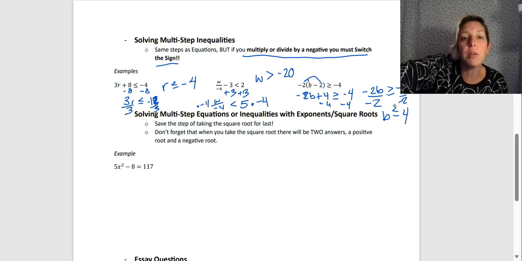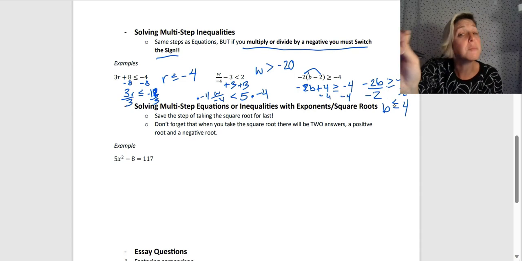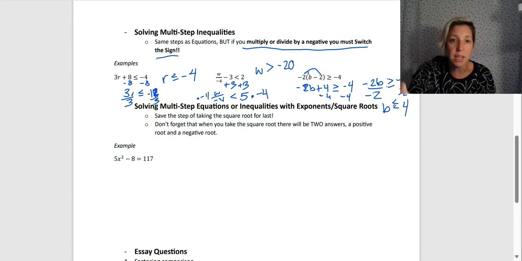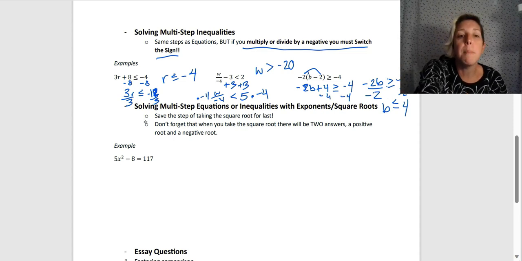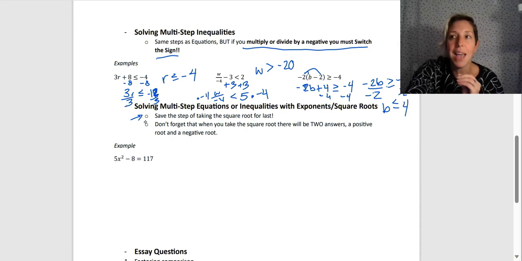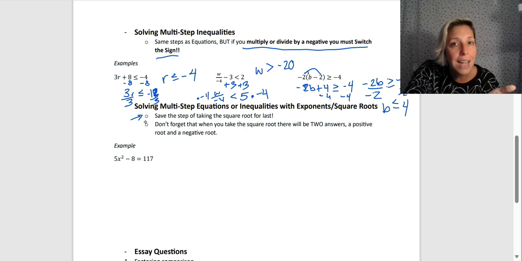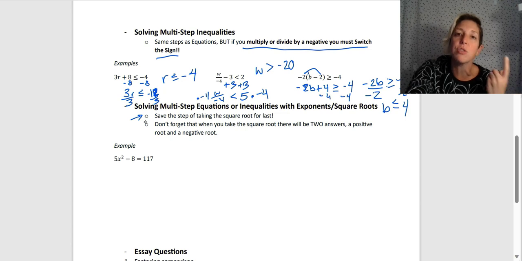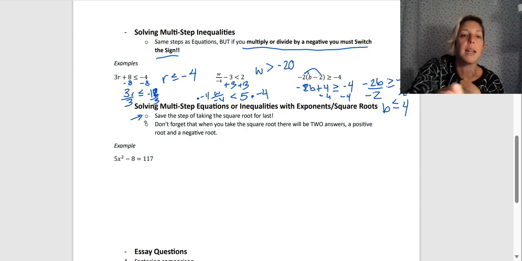Moving on to solving multi-step equations or inequalities with exponents or square roots. This was the very last lesson you did. My hints here, save the step of taking the square root for last. That should be the absolute last thing that you do. And don't forget, when you take the square root, there's always two answers, positive root and a negative root. So you can use a calculator on your test as well, but your calculator is always going to give you the positive root. So you've got to remember in your head, two answers, positive and a negative.